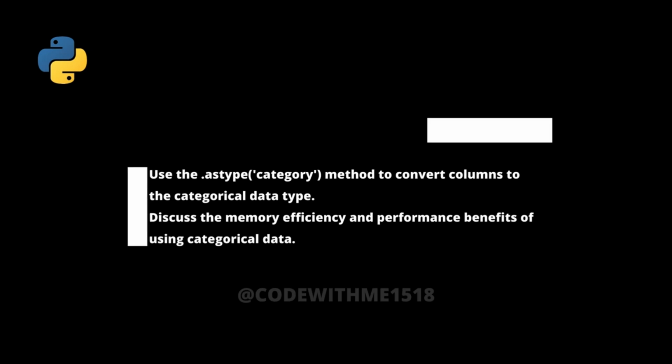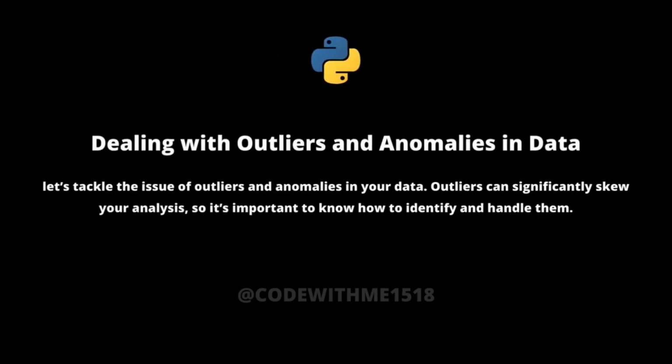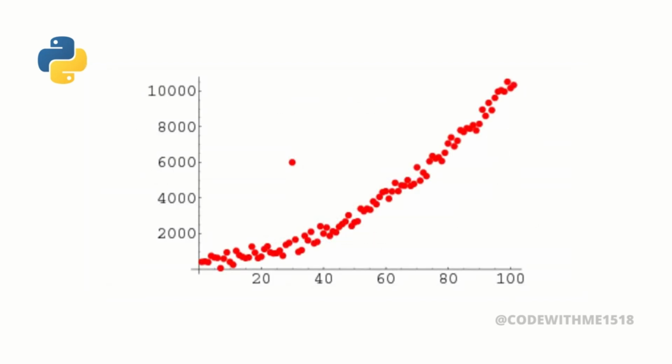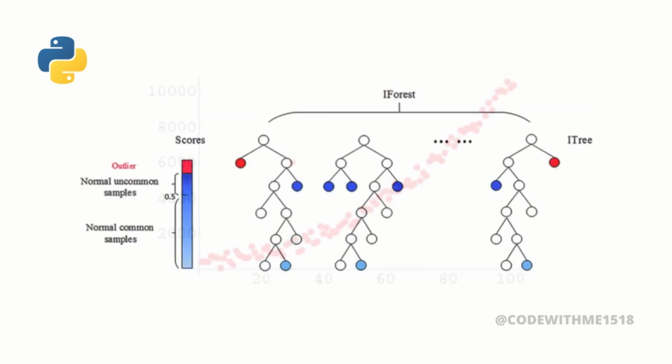Finally, let's tackle the issue of outliers and anomalies in your data. Outliers can significantly skew your analysis, so it's important to know how to identify and handle them. One common way to detect outliers is by using visualizations like box plots. Once identified, you can decide whether to remove them, transform them, or analyze them separately.